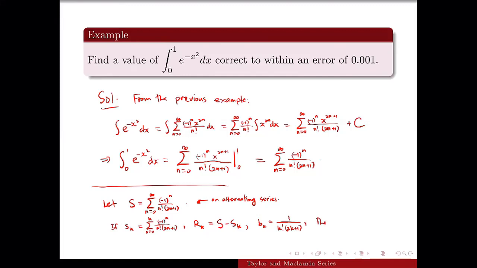Then the absolute value of R sub k will be less than or equal to B sub k plus 1. Okay? Still remember that?